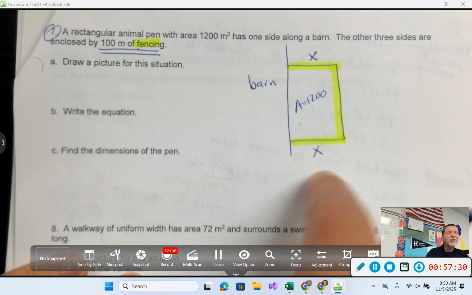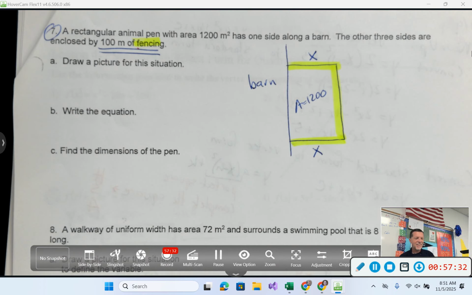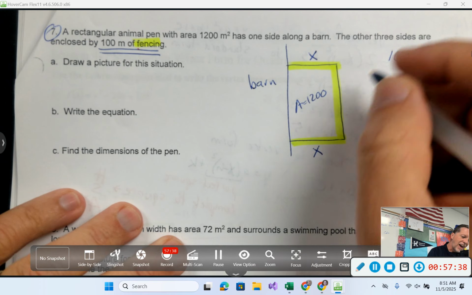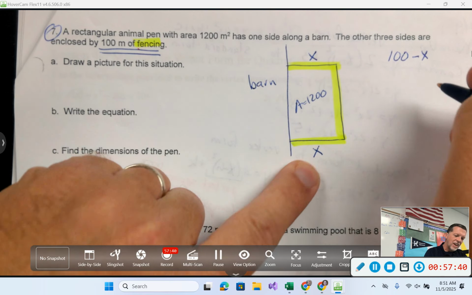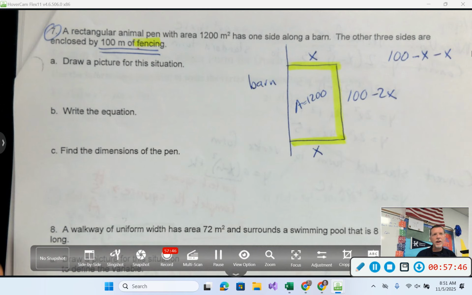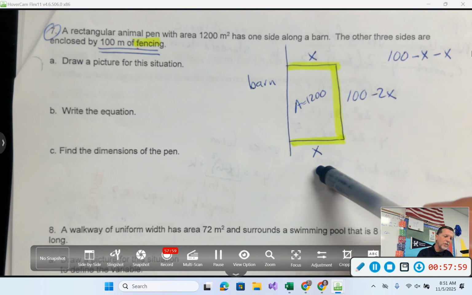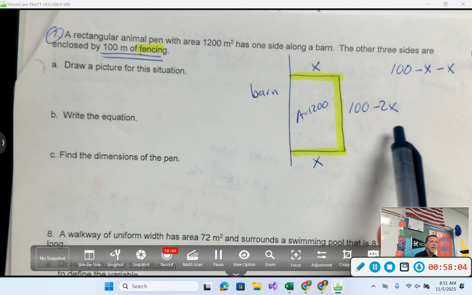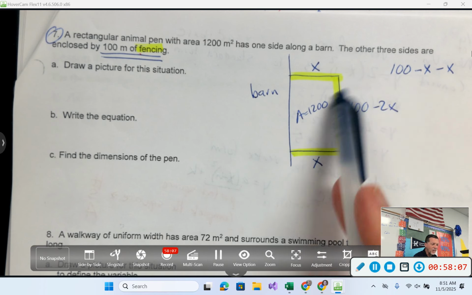I'm going to have to answer in terms of x. I started with 100, and I used x there, and I used x there, so the amount of fencing that's left is 100 minus 2x. Now you can add those 3 sides up, and you get 100. x plus 100 minus 2x is 100. Coming up with that is the hardest part.